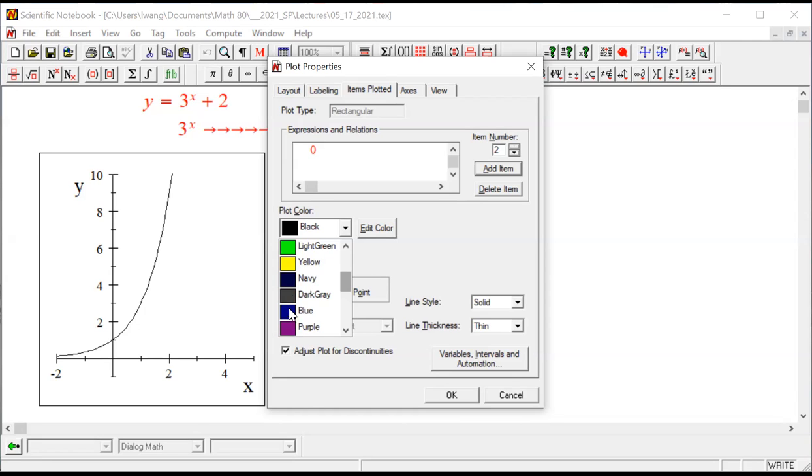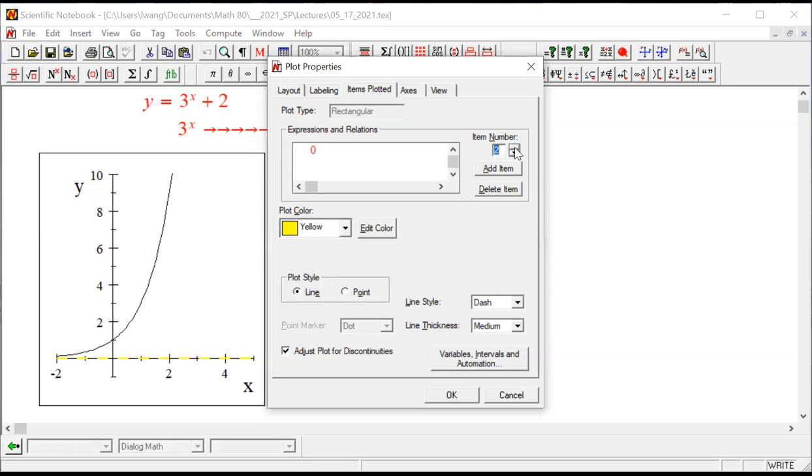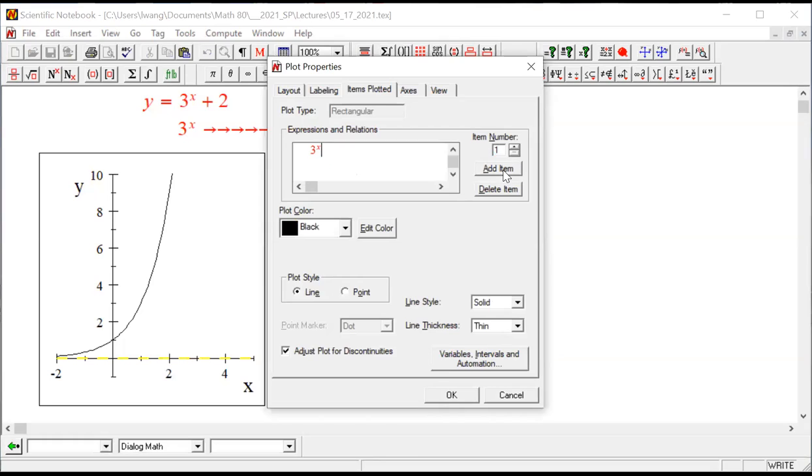I'm going to use the color yellow. Broken line, medium. So this was the horizontal asymptote. Now the new horizontal asymptote would be what? It will be 2 units higher. So it's been shifted up by 2 units.